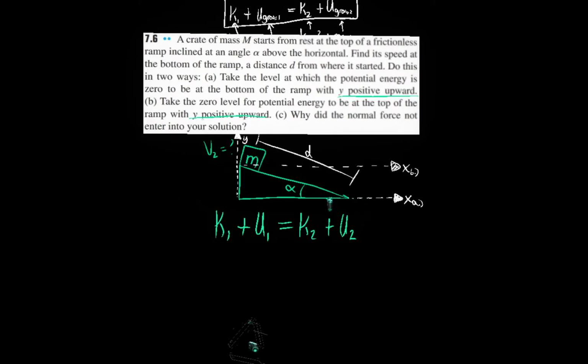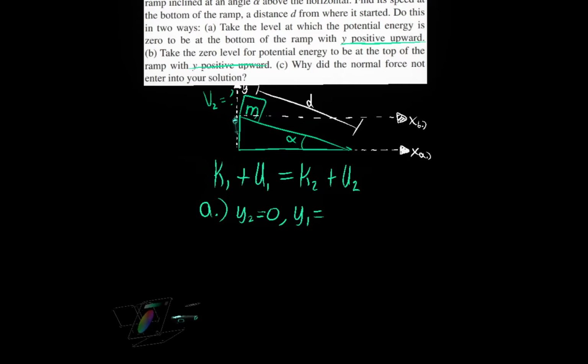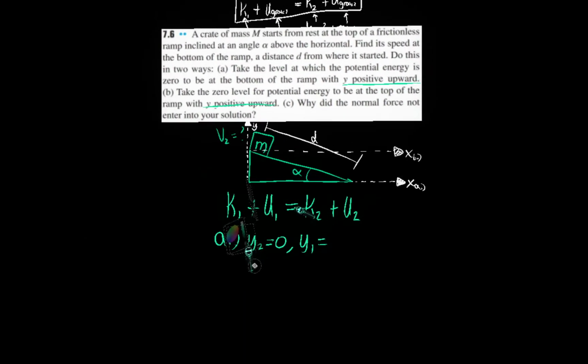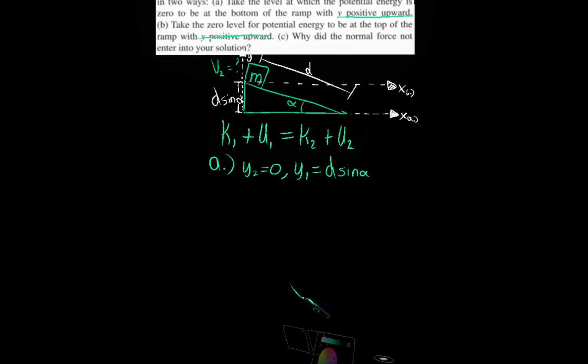So for A, y2 is 0, and for y1, we have it at this distance above. What is that distance? Since we have the angle and we have the hypotenuse, that distance is d sine alpha. So d sine alpha is y1. The only force acting on it is gravity, so the total mechanical energy is conserved, and we can use this formula that I've already written down.